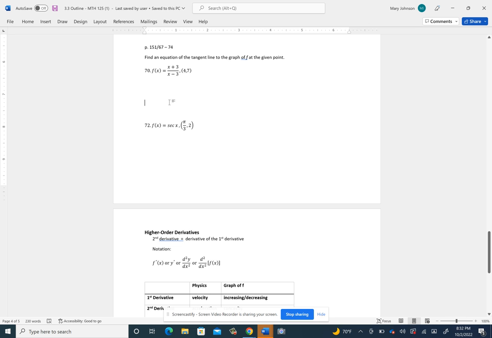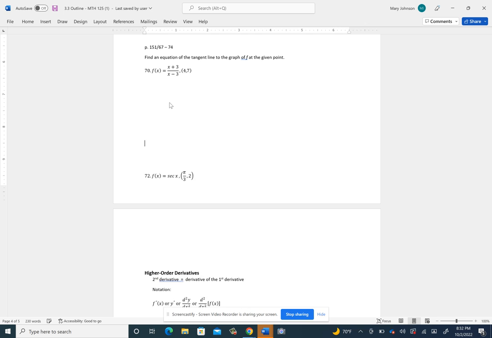Okay, I'm going to go ahead and get a little more paper. I know I'm going to need it. Let's look at this one, number 70. This is from the 3-3, which means you may need to use the product rule and/or the quotient rule. On this one, we're being asked to get the equation of the tangent line to the graph.